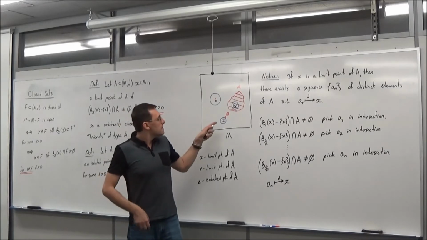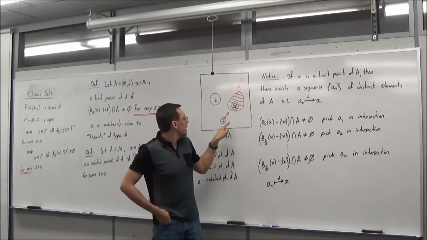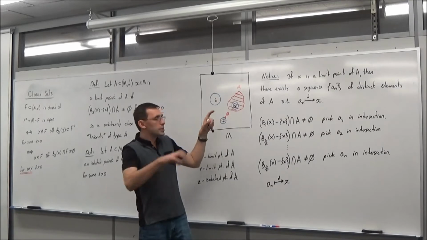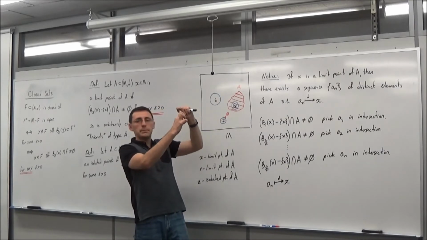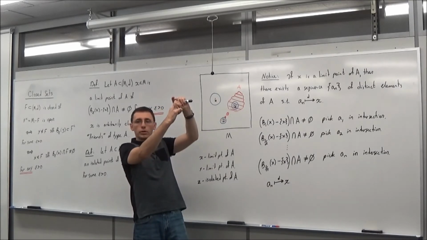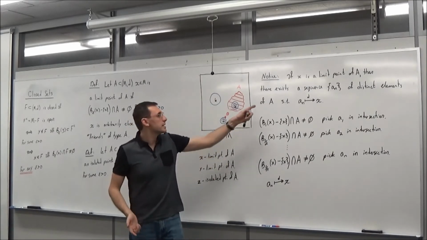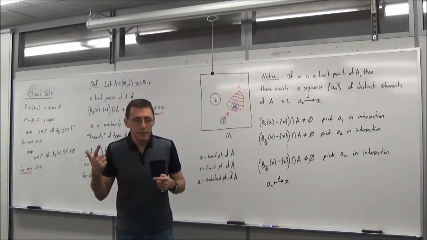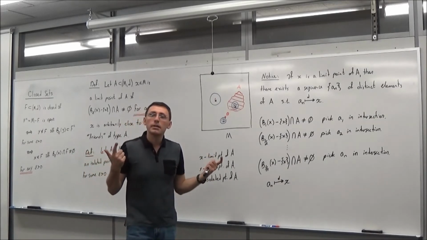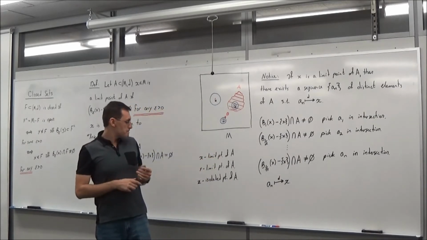And then, what does it mean? It means that I can select those targets small enough so that between the two circles I select a point. Between the next two I select another point. And that generates an infinite sequence of distinct elements. Okay?